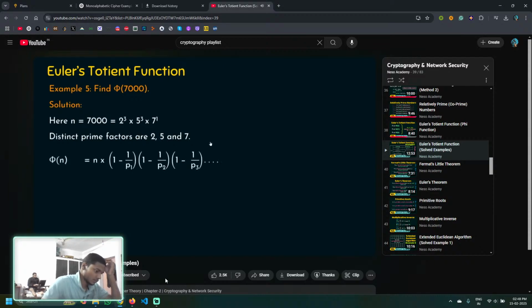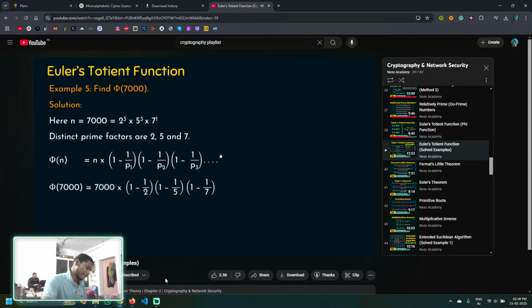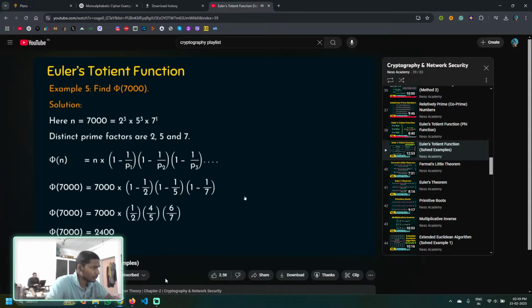You need to add one more prime number here in the formula, which is phi of n is equal to n into 1 minus 1 by p1 into 1 minus 1 by p2 into 1 minus 1 by p3. We have only 3 distinct prime numbers. Now let's solve this. When you apply p1 as 2, p2 as 5 and p3 as 7, after simplification we get the final result as 2,400. So the final answer for this question is 2,400. It means there are 2,400 positive integers that are less than 7,000 that are relatively prime to 7,000.